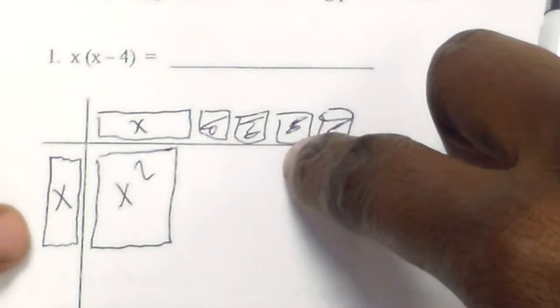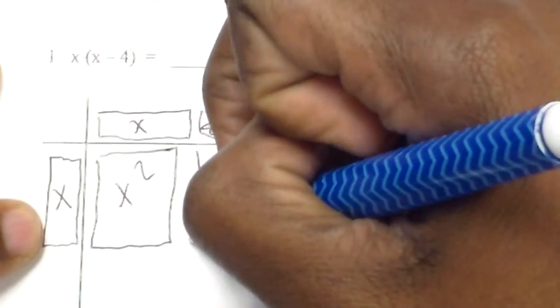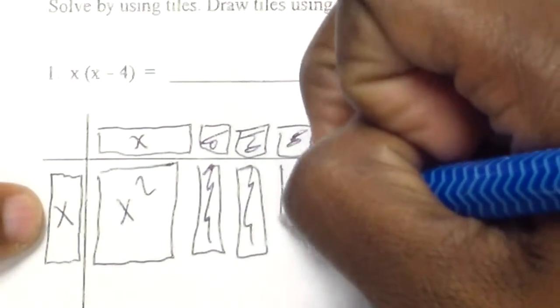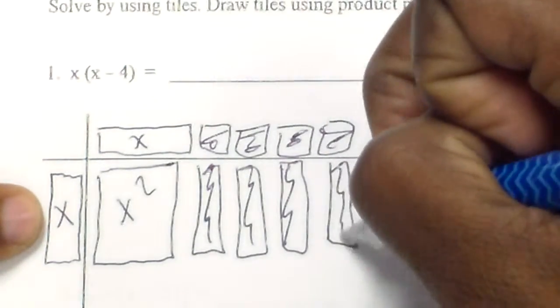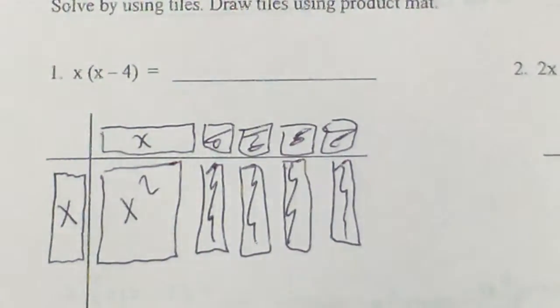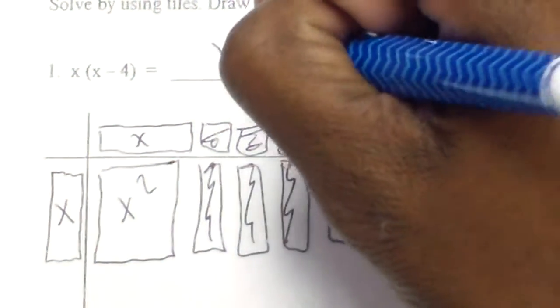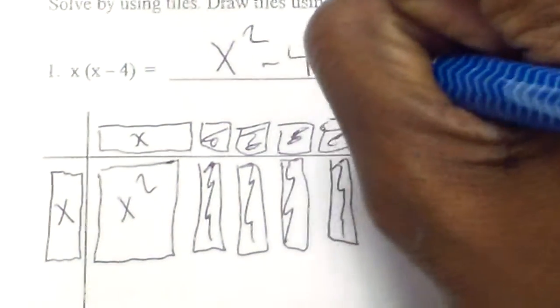Then here, multiply x times -1, and that's going to be -x. X times this -1 is going to be -x, and so forth. And so your answer is whatever is on the inside, you collect like terms. So we have x squared, and there are 4 of the negative x's.